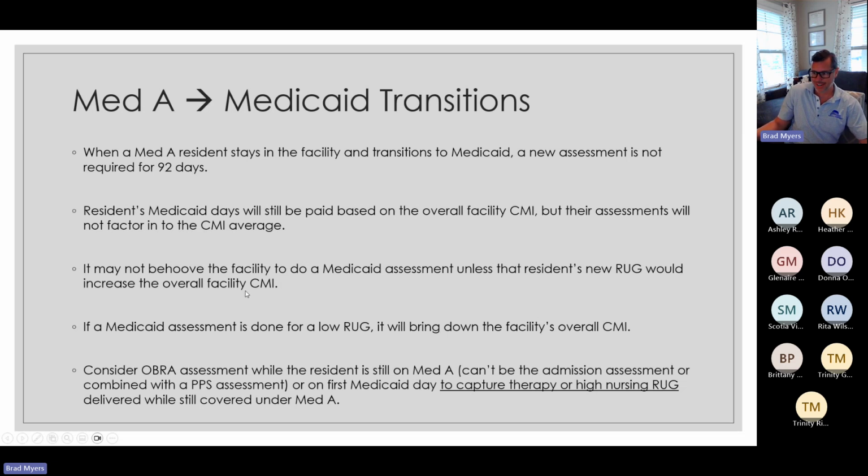And again, this person's already in rehab. That's going to be pretty hard to trump. If a Medicaid assessment is done for a low rug, it will bring down the facility's overall CMI. So there's no reason to do that.